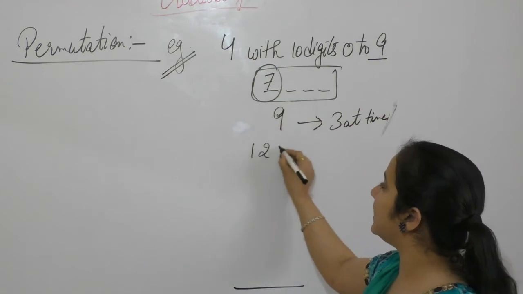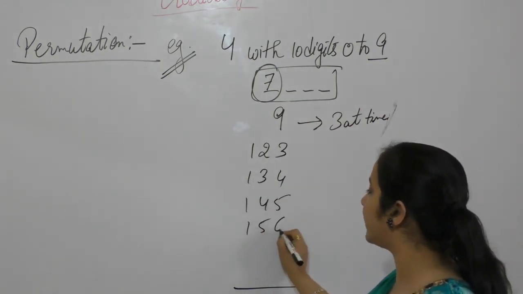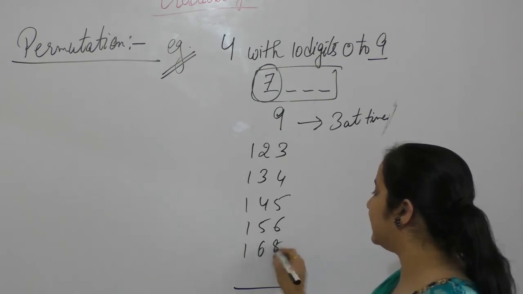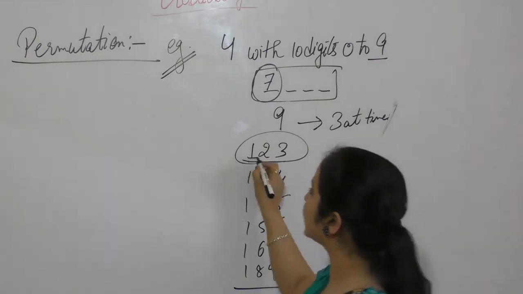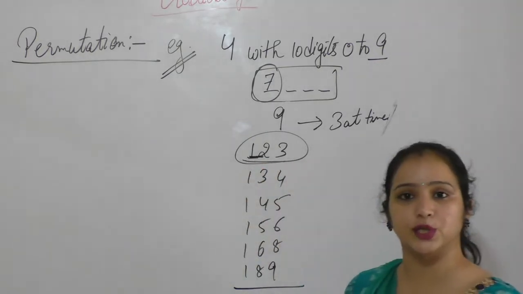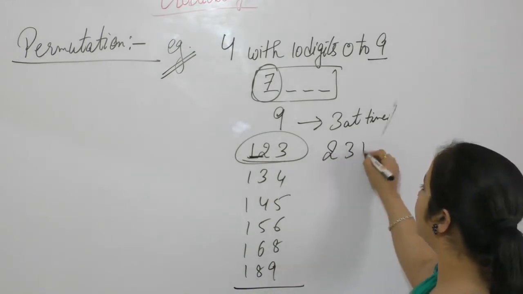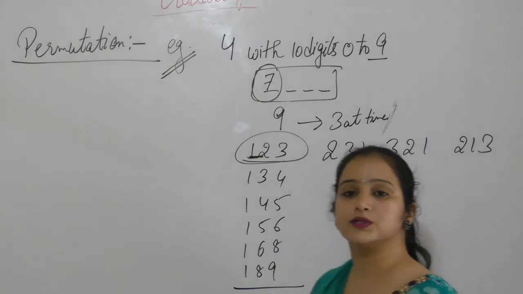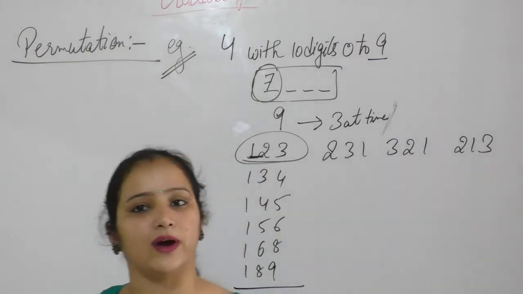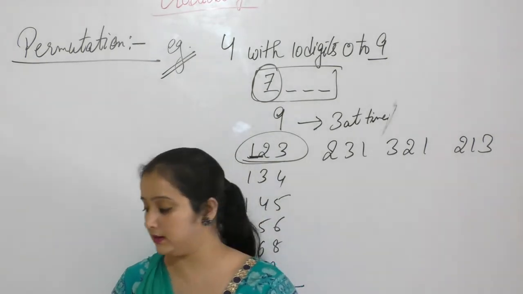Suppose you think that that number is 1, 2, 3, 1, 3, 4, 1, 4, 5, 1, 5, 6, 1, 6, 8, 1, 8, 9. It is not the case कि 1 हमेशा इसी पोजीशन पे हो या 2 या 3 इसी पोजीशन पे हो. It may be different 2, 3, 1, 3, 2, 1, 2, 1, 3 and so on. So this is the very long way to find the number of such cases. So we will use permutation here.